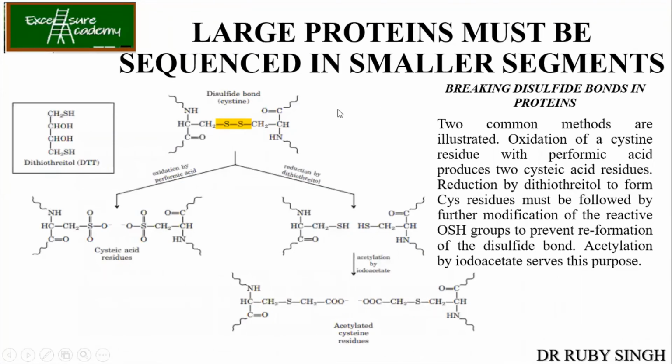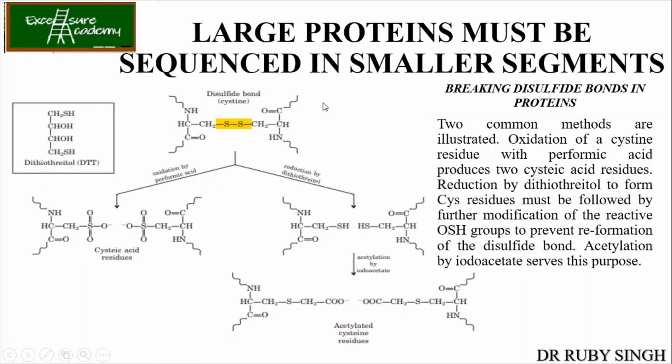So till now we talked about how, if there is a large fragment, you can break it down. Now this is about the disulfide bond. How can you remove it? There are different methods they have discussed. One is with DTT and the other method is using performic acid.